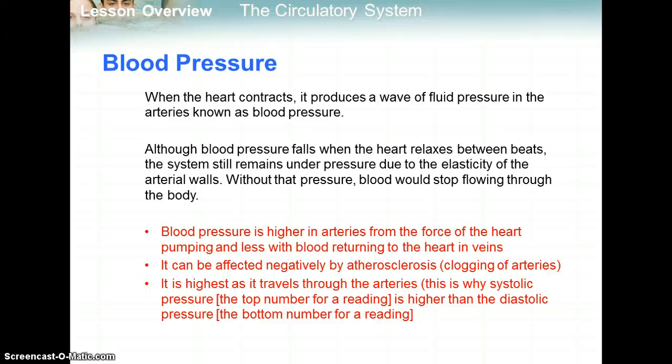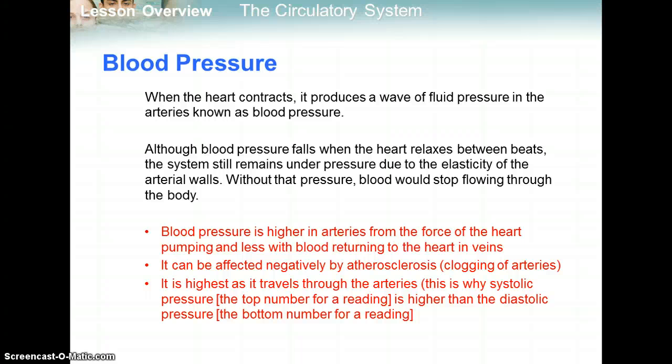Blood pressure. Most of you maybe have heard your parents talking about their blood pressure or getting it checked. When the heart contracts, it produces a wave of fluid pressure in the arteries known as blood pressure. Although blood pressure falls when the heart relaxes between beats, the system still remains under pressure due to the elasticity of your arterial walls. Without any pressure, your blood would stop flowing. So you need some blood pressure.